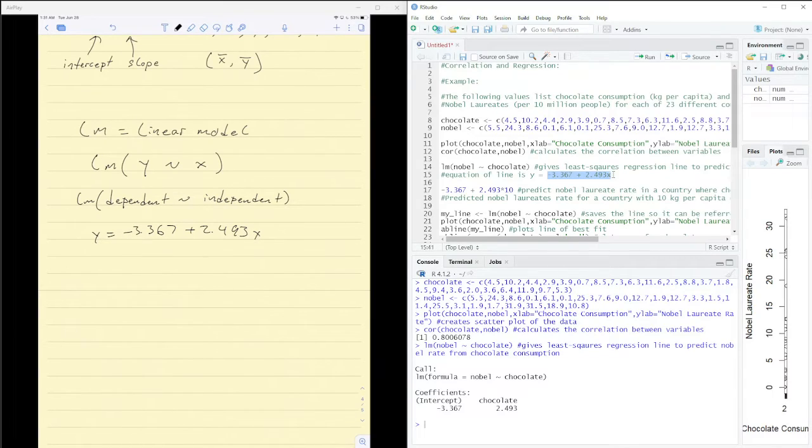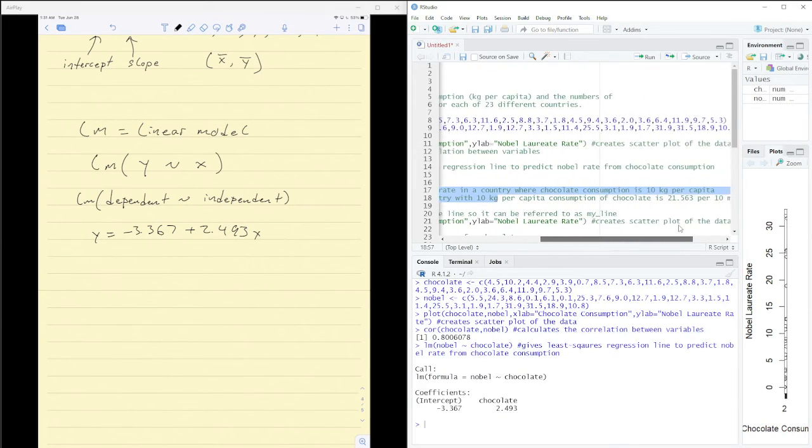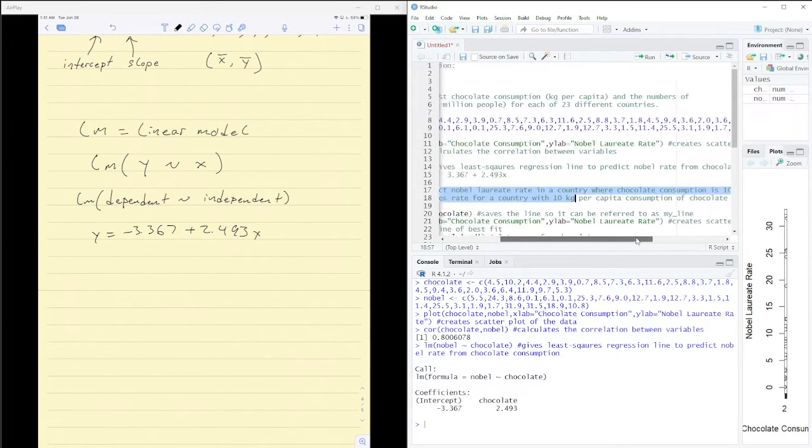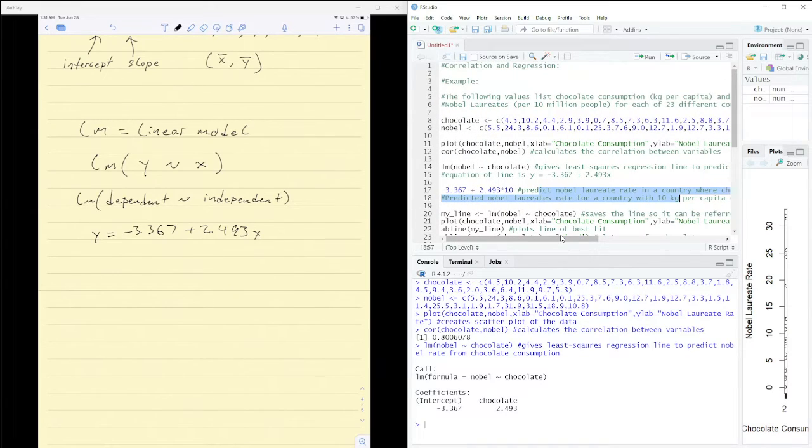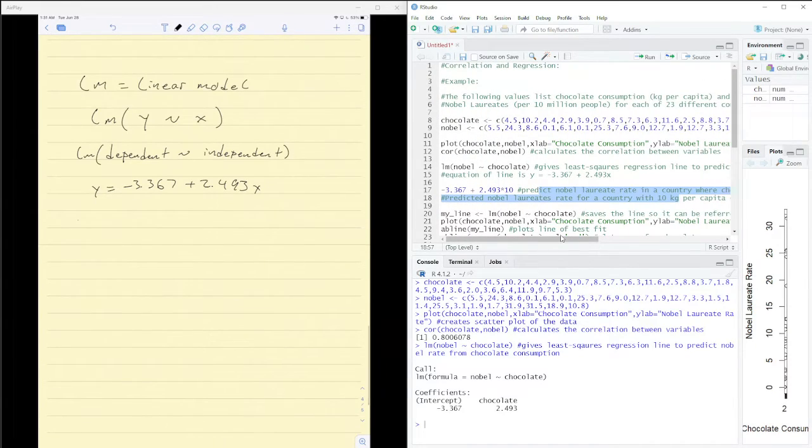So we can use this line to make predictions. Predict Nobel laureate rate in a country where chocolate consumption is 10 kilograms per capita. This is predicting Nobel laureate rate, so this is saying that the rate is equal to negative 3.367 plus 2.493 times chocolate consumption.